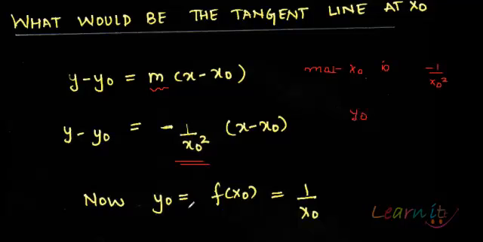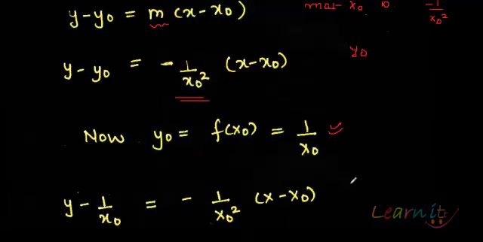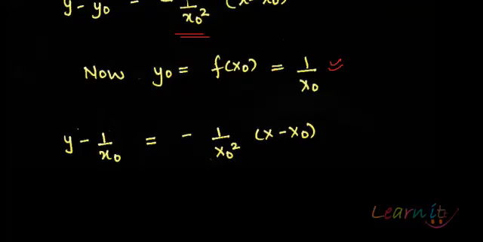And y naught, as I've written here, is nothing but the function at x naught, which is 1 upon x naught. So I get the equation of the tangent as y minus 1 upon x naught equals minus 1 upon x naught squared times x minus x naught. Or I can put it like y equals 1 upon x naught minus 1 upon x naught squared into x minus x naught. And that's the equation of the tangent at point x naught.